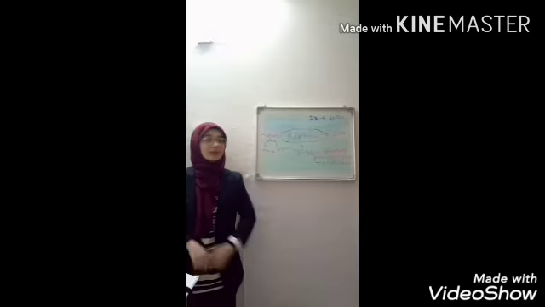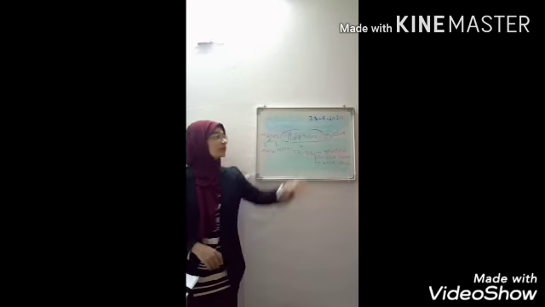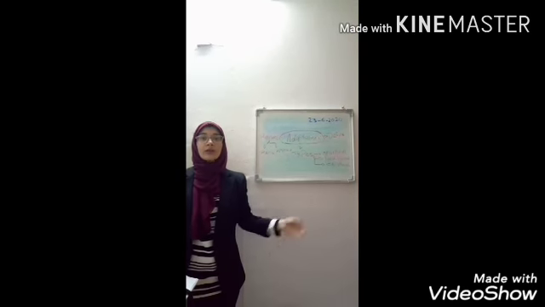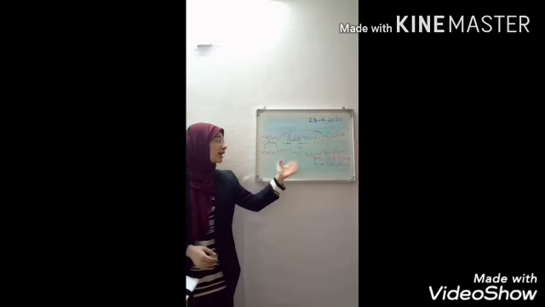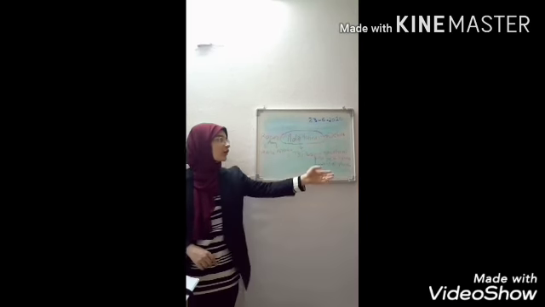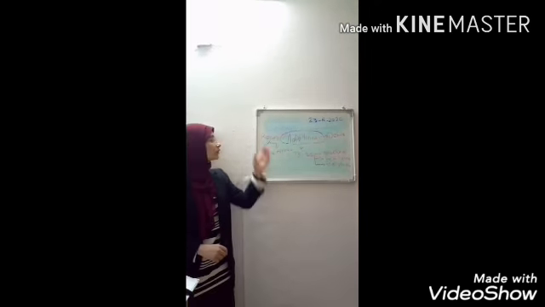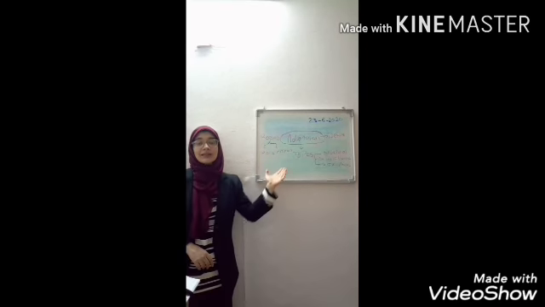Today we talked about adaptation. Define adaptation: modification of living organisms to cope with the environmental condition, and types of adaptation: structural, functional, and behavioral. Reasons of adaptation in plants and animals.